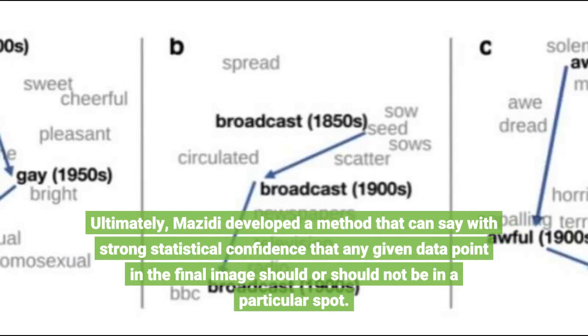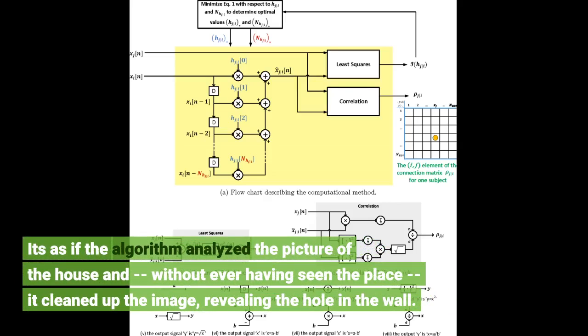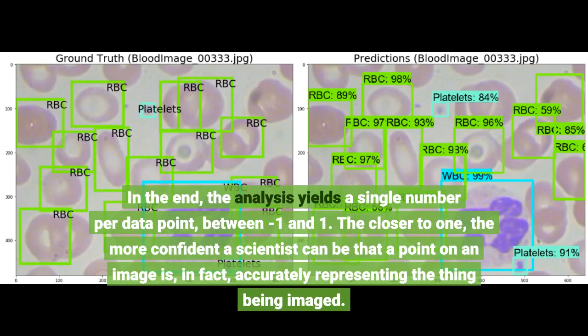Ultimately, Mazidi developed a method that can say with strong statistical confidence that any given data point in the final image should or should not be in a particular spot. It's as if the algorithm analyzed the picture of the house and, without ever having seen the place, it cleaned up the image, revealing the hole in the wall. In the end, the analysis yields a single number per data point, between -1 and 1. The closer to 1, the more confident a scientist can be that a point on an image is, in fact, accurately representing the thing being imaged.